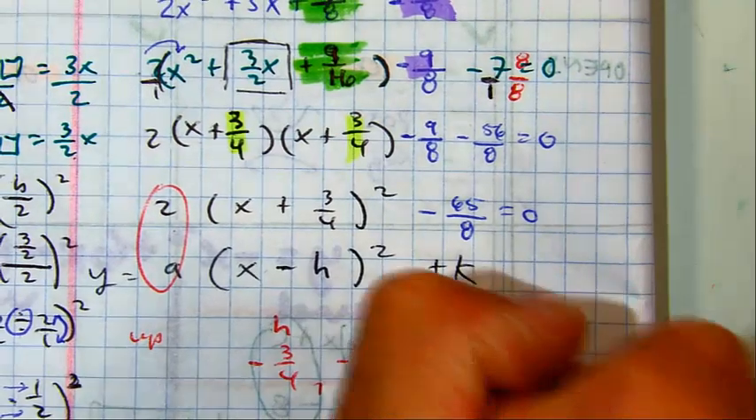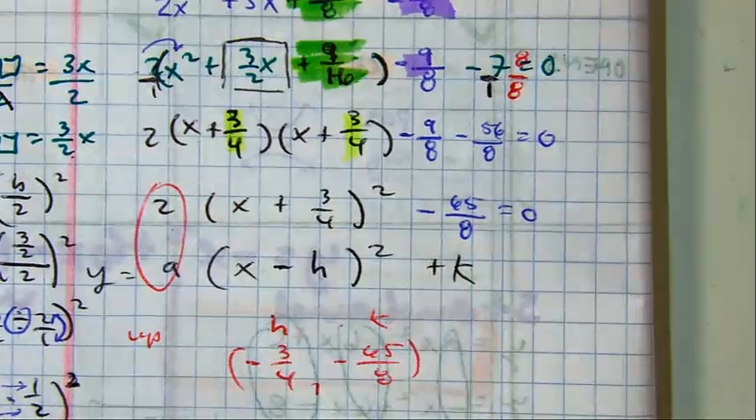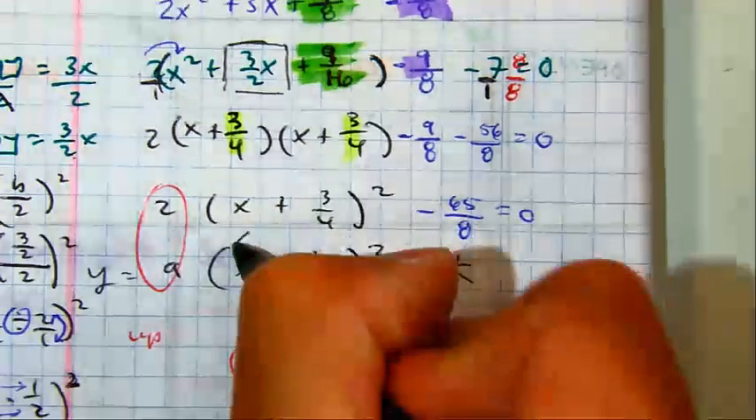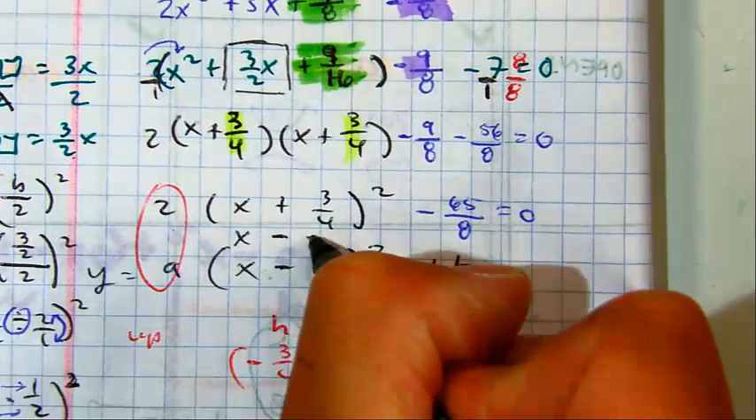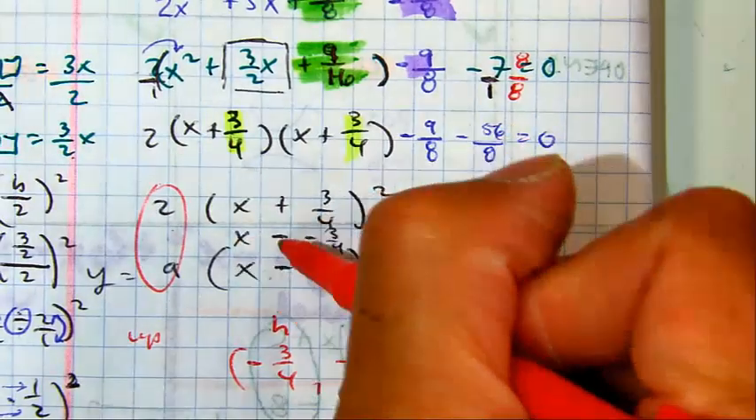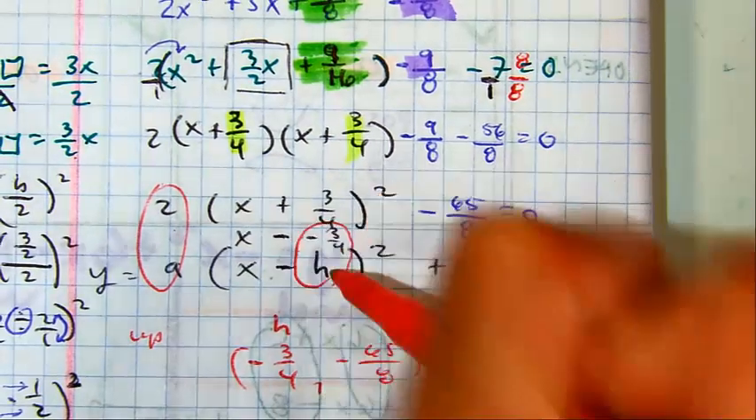And you can go ahead and graph that. Remember, if you guys get stuck on the positive and negatives, change your plus sign to match the formula. X minus negative 3/4. X is the same, minus the same, therefore H is negative 3/4.